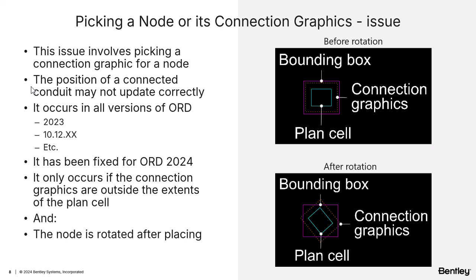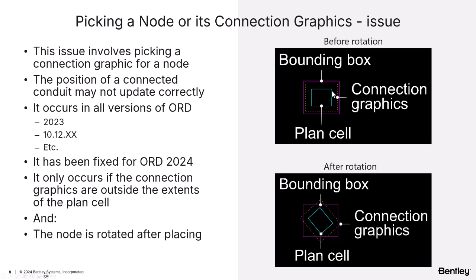Now it only occurs if the connection graphics are outside the extents of the plan cell and the node is rotated after it has been placed. So the pictures on the right hand side here try to demonstrate this. This top picture is showing the situation before we rotate the node. So in the plan cell I have this cyan box, perhaps representing the cover of a chamber. And then I have these connection graphics, in this case connection regions. Now notice that they are outside the extents of the plan cell.